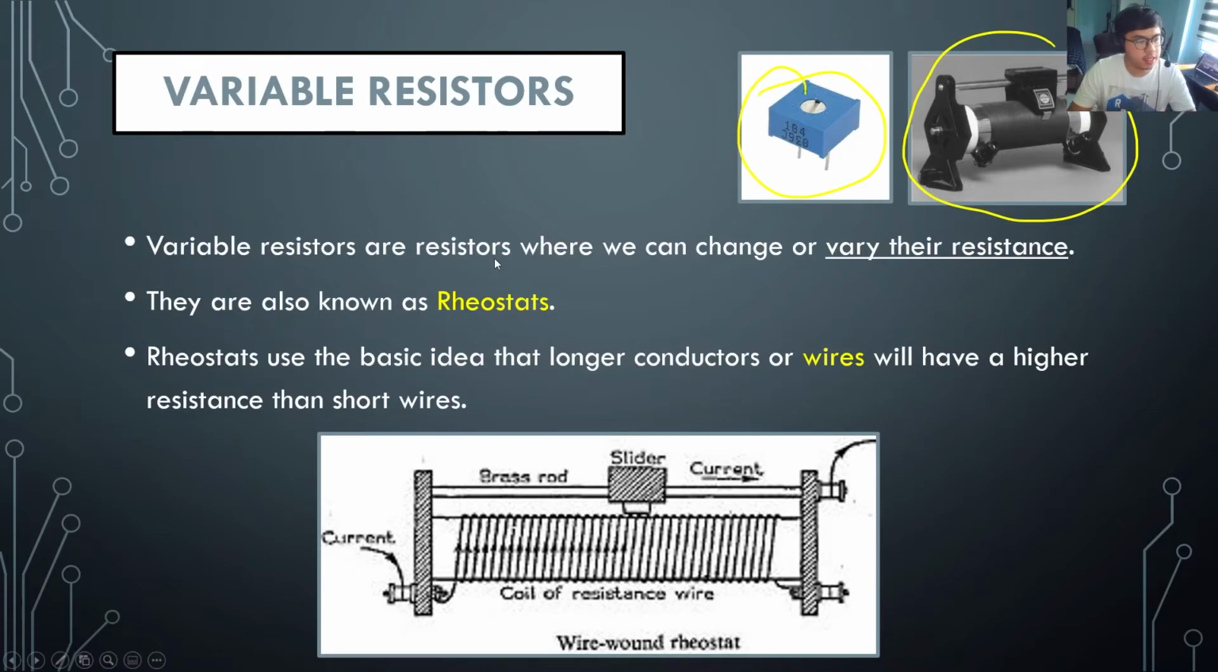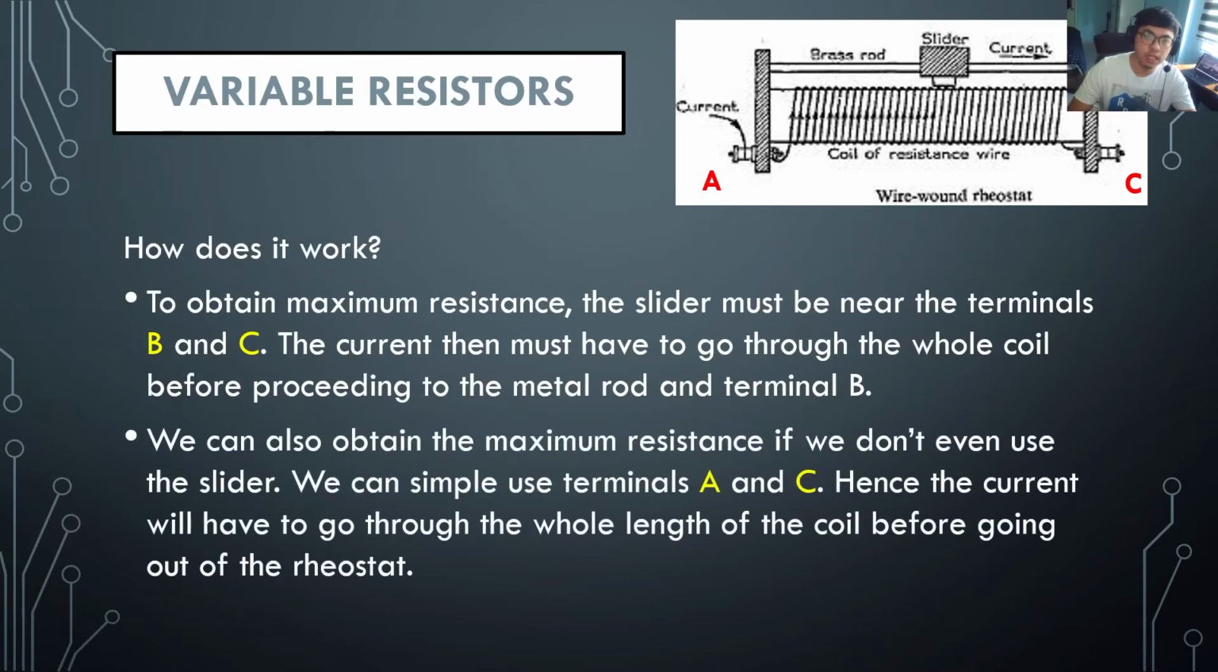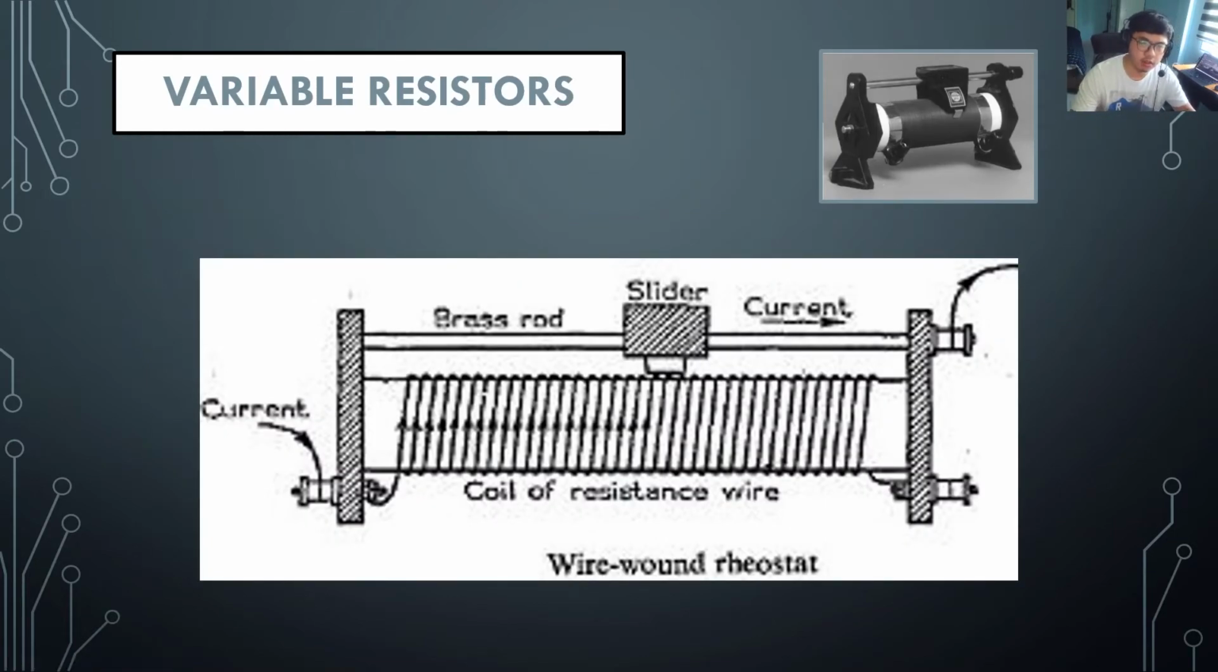Rheostats or variable resistors use the idea that longer conductors or longer wires will have higher resistance than shorter wires. So this is the wire round rheostat or wire round variable resistor. As you can see in this resistor, you have a long piece of wire that is coiled around this metal rod here. So it's coiled around like that. So how does it work? You can read through all of this and also this one here, but I'll try to explain it in much simpler terms for you. All right, so I'll use this diagram to explain how this works.